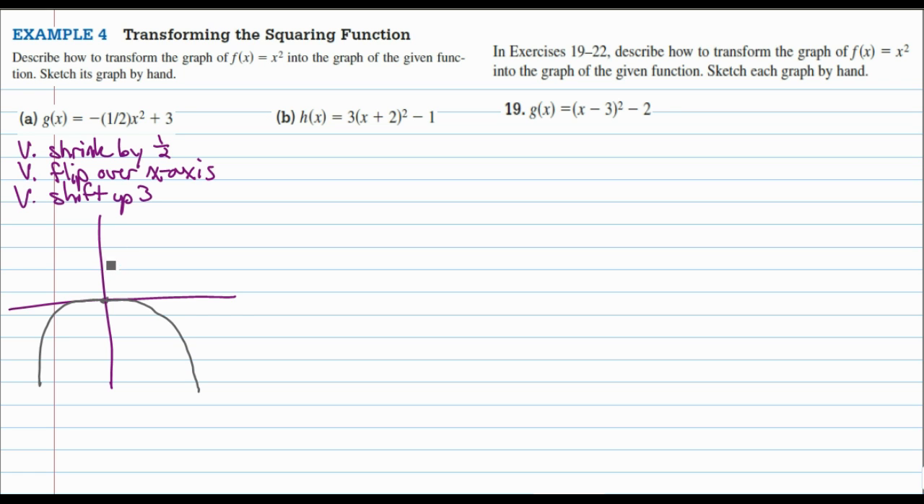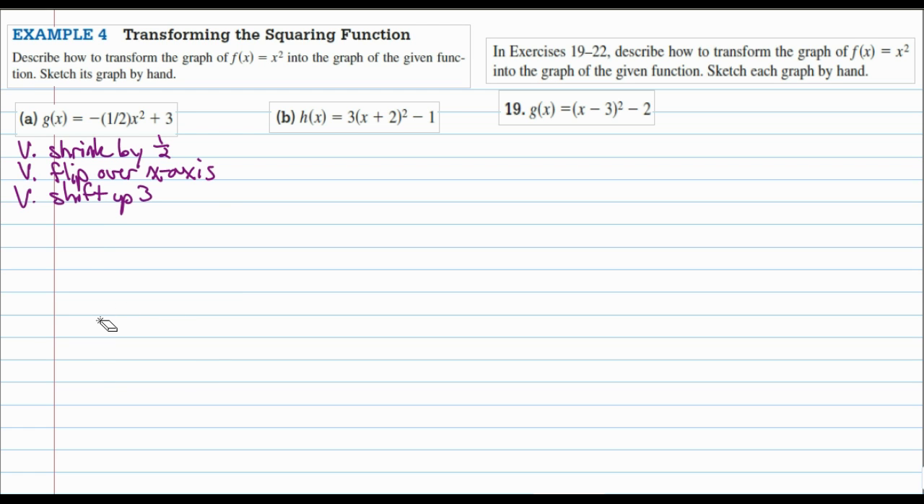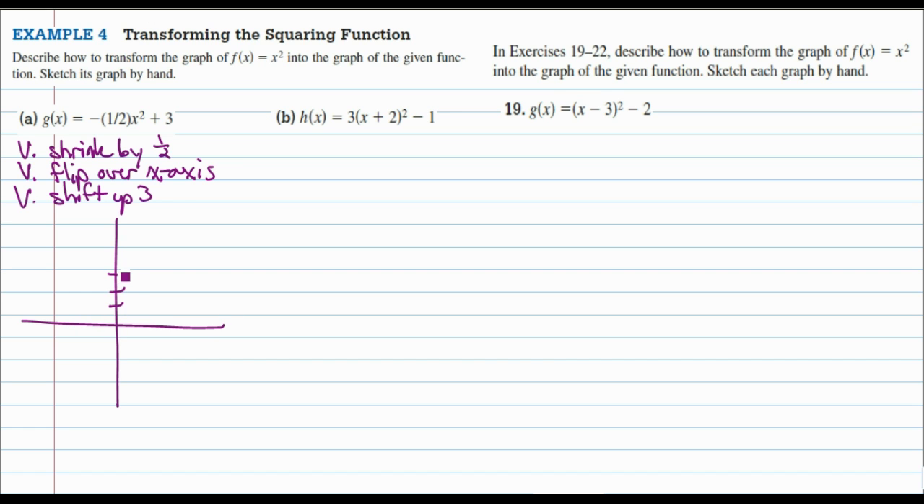So I'm going to change that short, wide looking parabola like that. Now we have a vertical shift up 3, which means the vertex is going to change finally. And our final vertex is going to be at (0, 3), and we're going to have a short, wide parabola flipped over the x-axis and then vertically shifted up by 3.